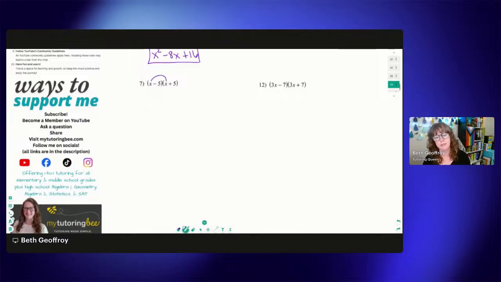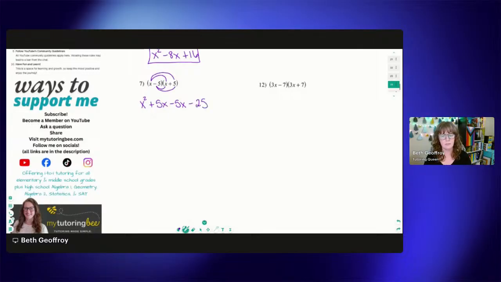So we're going to multiply x times x, which is x squared. And then we're going to multiply x times positive 5, which is positive 5x. And then we're going to distribute that -5. -5 times x gives us -5x. And then -5 times positive 5 gives us -25.